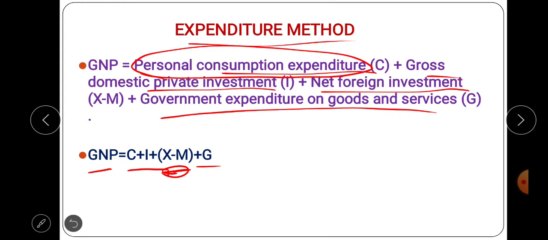Okay, the next part, that is the gross domestic private investment. It includes the private investment on capital and producer goods like building, machinery, equipment, etc. And these investment activities pertain to business firms. It includes capital or the investment goods needed not only to replace the existing depreciated capital goods, but also the capital goods required to increase the society's production of goods and services.